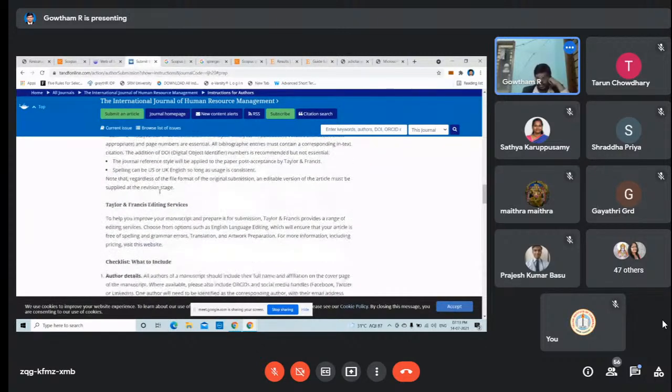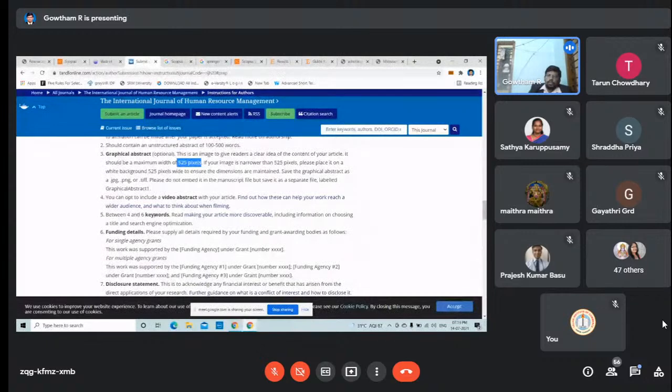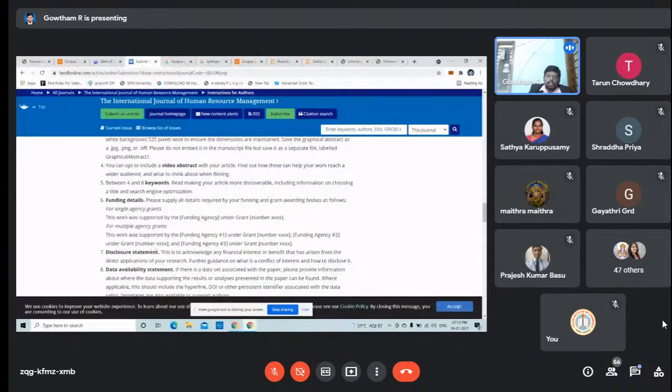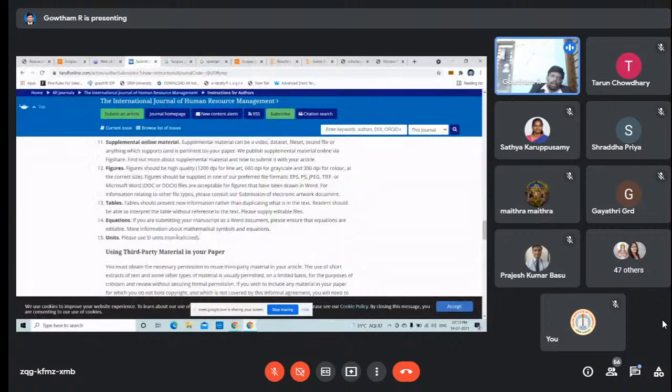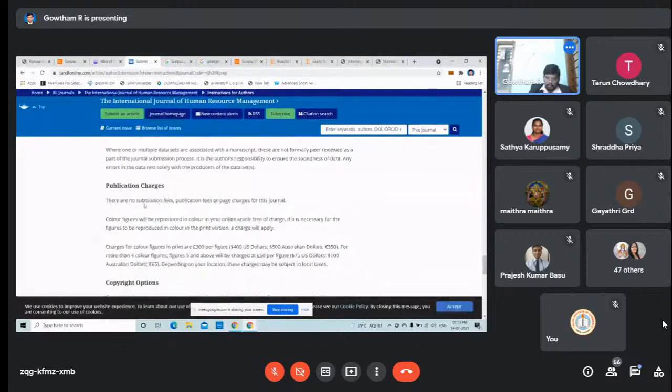They have given certain things as a checklist. Make sure there is author detail. If it is going to be a graphical abstract, it should be 525 pixels. Video abstract between 4 and 6, funding details, disclosure statement, data availability, data disclosure. Kindly go through all these guidelines before you go. See, they are clearly specified. There are no submission fees, publication fees or page charges for this journal. Only if you include color figures, they are asking for some charge, but that is also free as well.